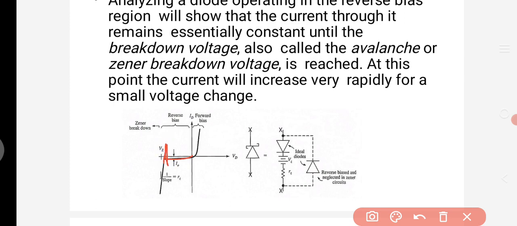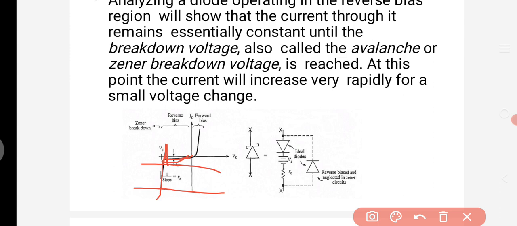Up to the breakdown voltage it maintains a constant current, but once it crosses the breakdown voltage, a small change in voltage gives a large change in current. That is, there is a rapid increase in current with a small change in voltage. This rapid change is used for voltage regulation in the Zener diode, and it occurs when the Zener diode is connected in reverse bias.